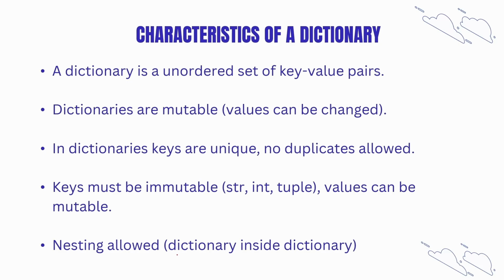Okay, so the next is characteristics of a dictionary. A dictionary is an unordered set of key value pairs. So these are unordered. We cannot say this is at the 0th index, this is at the first index. So dictionaries are not ordered. Dictionaries are mutable, values can be changed. In a dictionary, keys are unique, no duplicates allowed. We have already read that keys should be unique and of an immutable data type, while values can be of mutable data types. And then nesting is allowed. We can have a dictionary inside a dictionary.